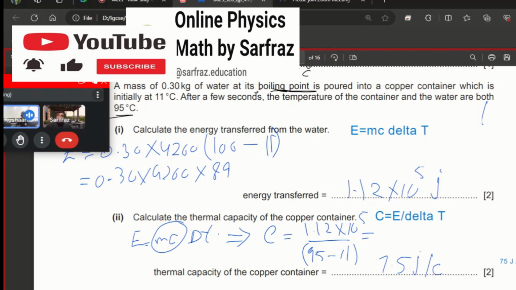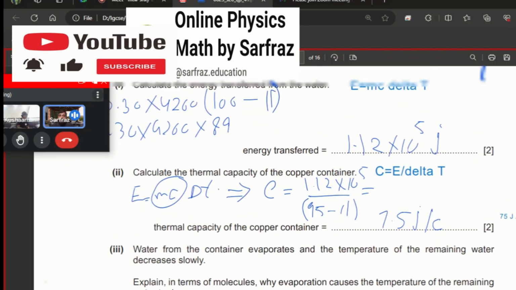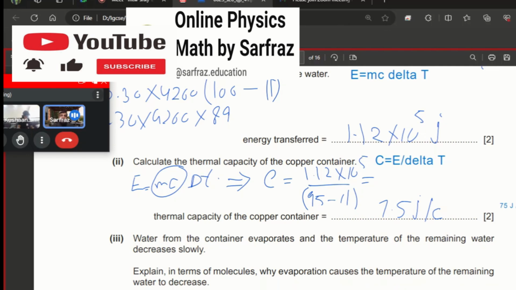Now move to the next question. Next question says that water from the container evaporates and the temperature of the remaining water decreases slowly. Explain in terms of the molecules why evaporation causes the temperature of the remaining water to decrease. It's a very simple question. Because evaporation allows the high energy molecules to escape from the surface, only leaving behind lower energetic molecules which are cooler than the ones that have left the surface. Very good, very good.